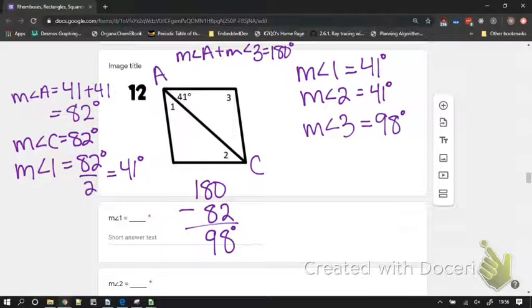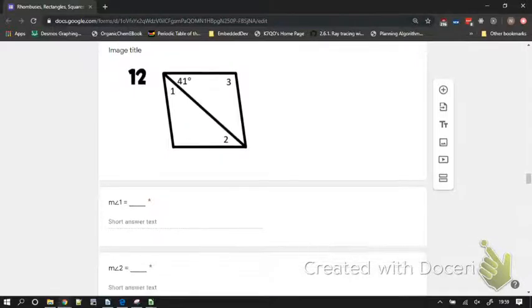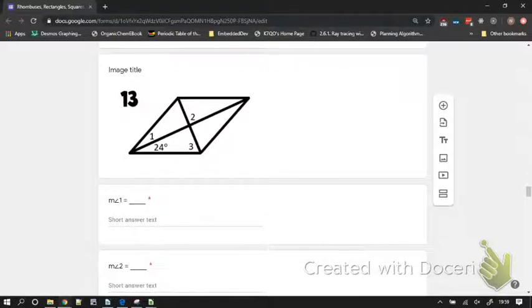Okay, if you still have questions about these, please let me know, and I can try to find another way to talk through it. Let's see if there are any others. I think if you understand 12, 13 shouldn't be too bad.